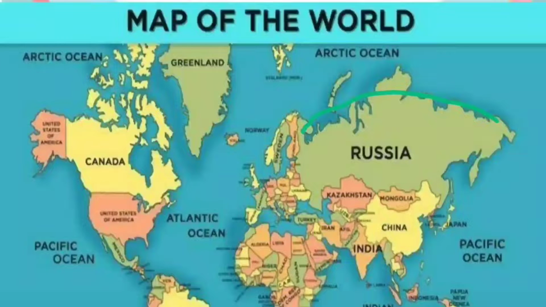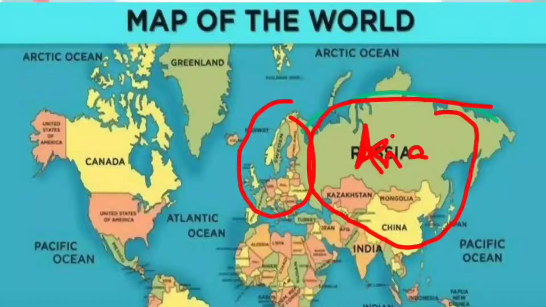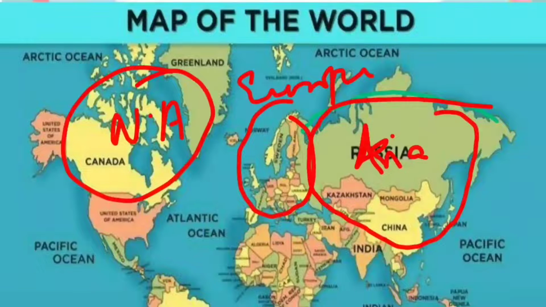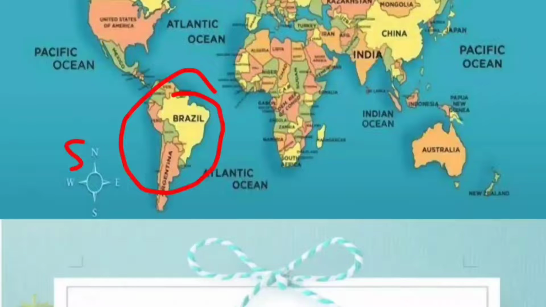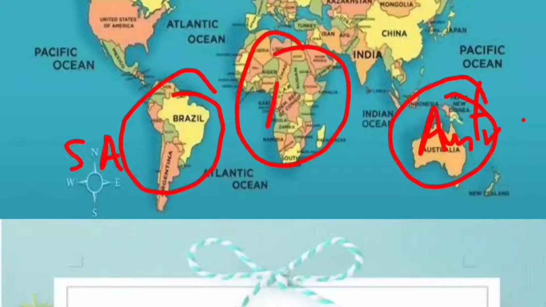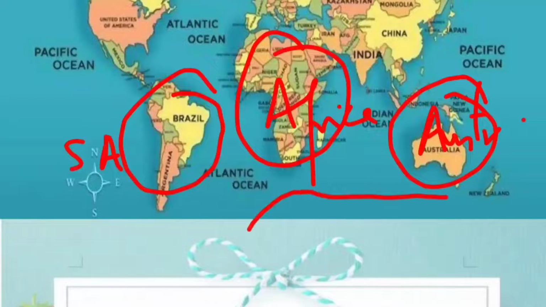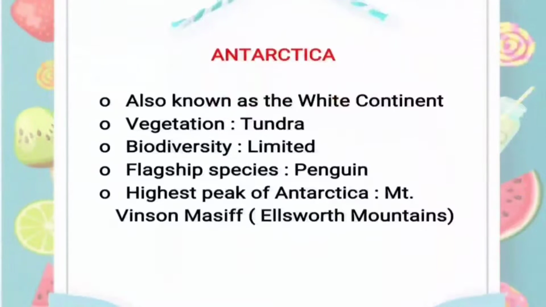Moving forward and looking at the map of the world, this is our Asia continent. This is Asia. This is Europe. This is our North America. This is South America. This is Australia. This is Africa, and somewhere here is Antarctica. Correct?